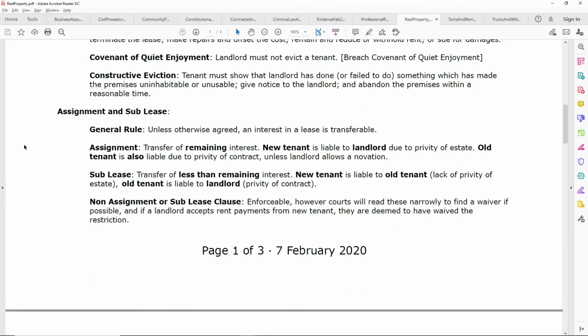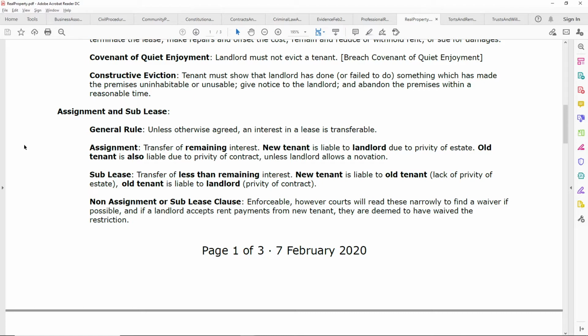Assignment and sublease. General rule, unless otherwise agreed, an interest in a lease is transferable. Assignment. Transfer of remaining interest. New tenant is liable to landlord due to privity of estate. Old tenant is also liable due to privity of contract unless landlord allows a novation.